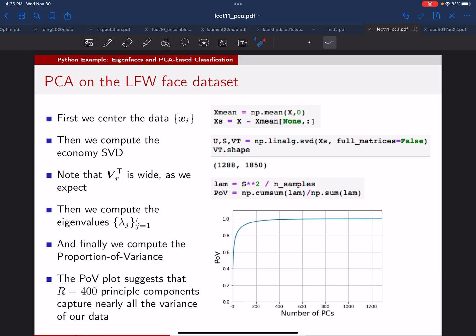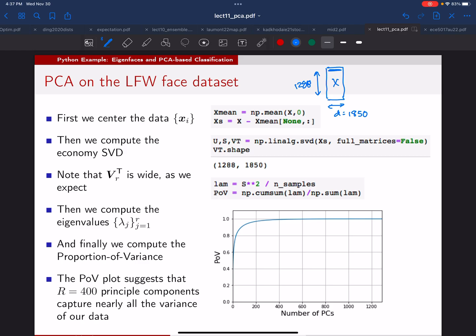So on Monday, we talked about this face data set. Let me just remind you, we have an X matrix. Each one of the rows in the X matrix is a face image that's been rasterized, turned into a row vector. And we have 1,288 faces, and the dimension D of each face is 1,850 pixels in every face image. Okay, so that's our data.